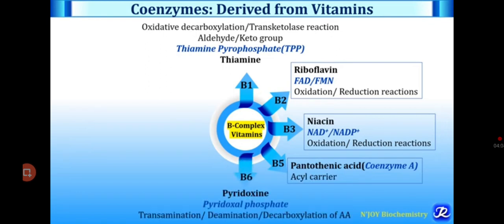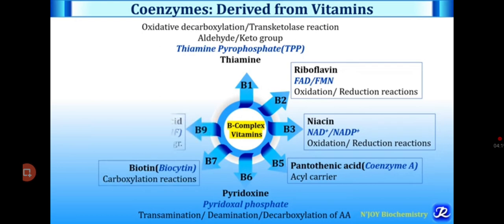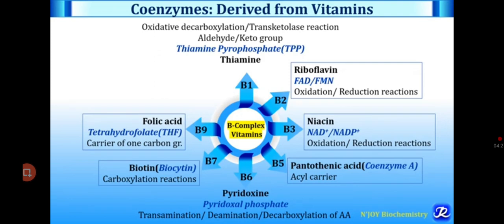Vitamin B6 is pyridoxine, and the coenzyme is pyridoxal phosphate, which is required for transamination, deamination, and decarboxylation of amino acids. Vitamin B7 is biotin, and the coenzyme is biocytin. It is involved in carboxylation reactions. Vitamin B9 is folic acid, and the coenzyme is tetrahydrofolate, THF, and this THF is a carrier of one carbon group.